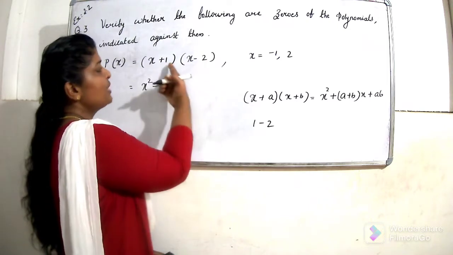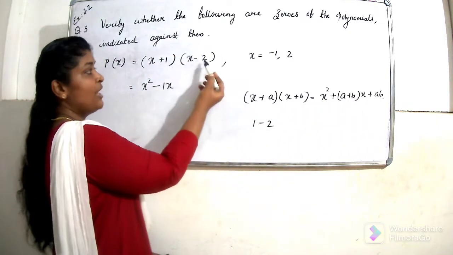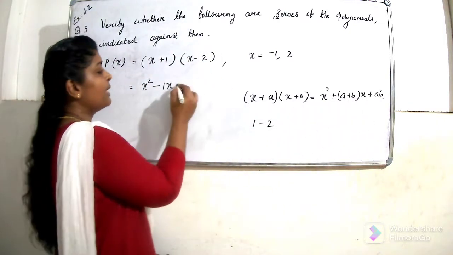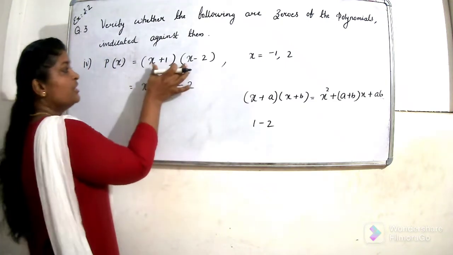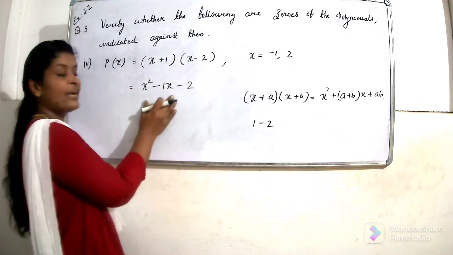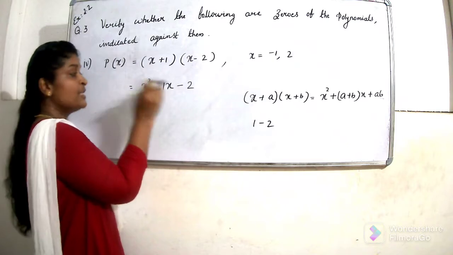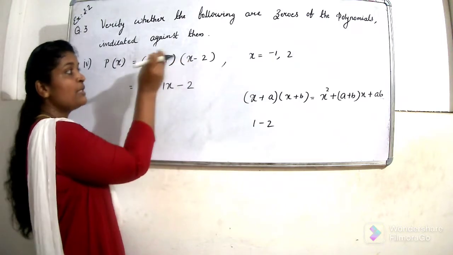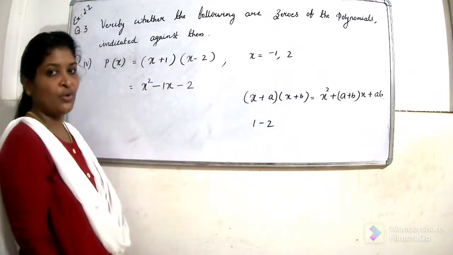Now next one, what is it? The product of the numbers. Numbers are 1 and negative 2. So when we are multiplying that, we will get negative 2. So actually this is binomial into binomial. When we do that, we will get a quadratic polynomial. Look, its highest power is 2. That is why they give 2 zeros of the polynomial.